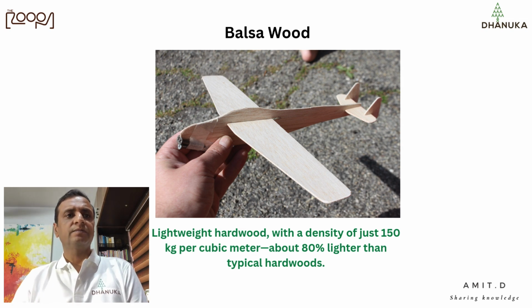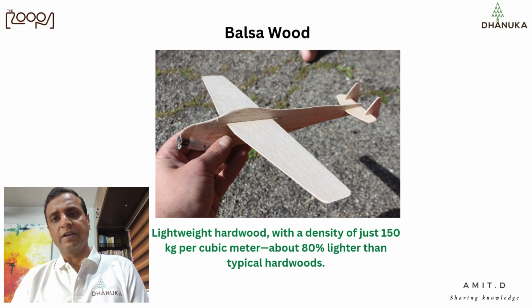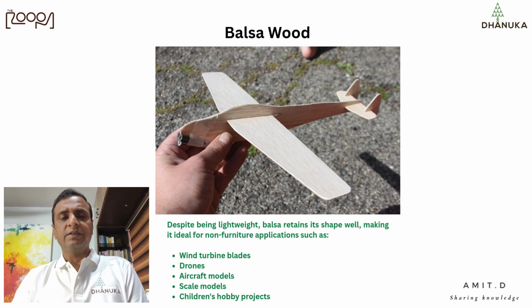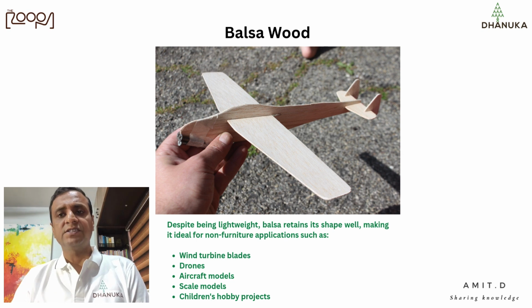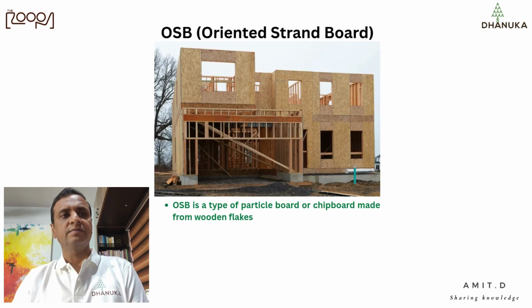Next is balsa wood. Balsa wood is an exceptionally lightweight hardwood with a density of just 150 kg per cubic meter, about 80% lighter than other typical hardwood. It's primarily grown in Ecuador. Despite being lightweight, balsa retains its shape well, making it ideal for non-furniture applications such as wind turbine blades, drones, aircraft models, scale models, and children's hobby projects. Because of its unique properties, balsa wood is widely used in industries requiring lightweight yet sturdy material.